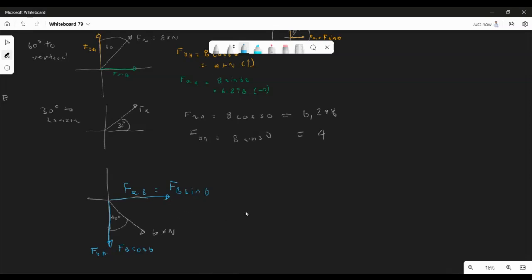Can someone just get the values, and then I'll close it and you can call for questions. Tomorrow we'll continue getting the resultant and do a couple more problems.